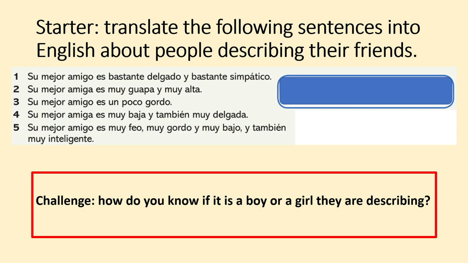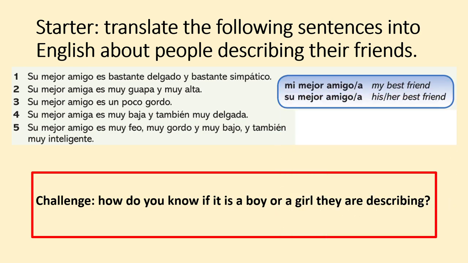So for your starter, go to the worksheet. Translate sentences 1, 2, 3, 4 and 5 and complete the challenge if you choose to accept it. To give you a bit of support, we've got some vocabulary here in the blue box. Pause the video, go to the worksheet, give it a go.